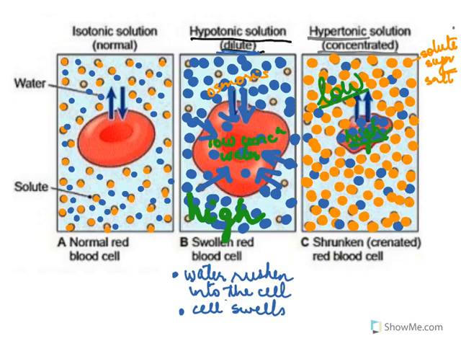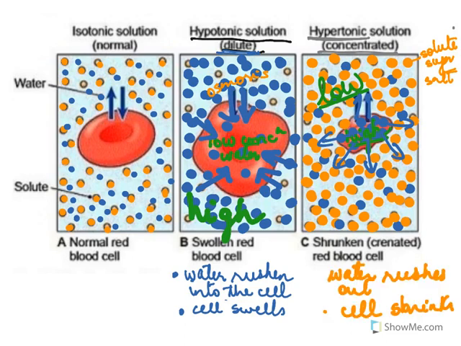So the water will start leaving the cell, and because the water leaves the cell, it will begin to shrink. So here I've written: the water rushes out of the cell and the cell shrinks. The net water rushes out. There is some water that enters, but more water rushes out and very little enters. Most of the water is rushing out.